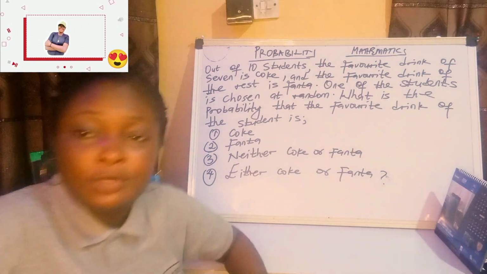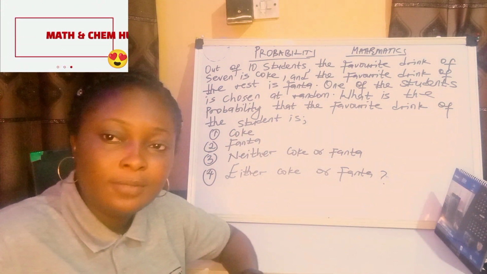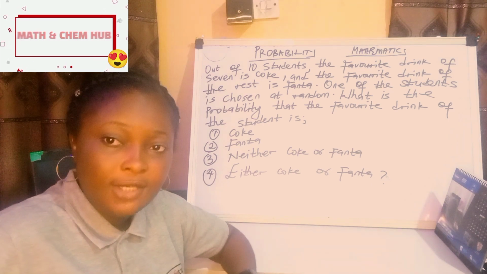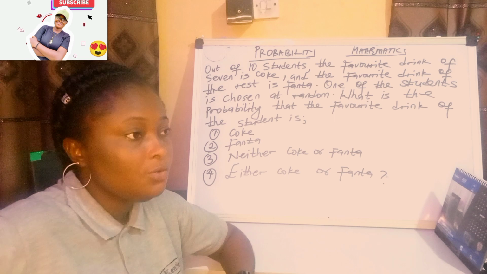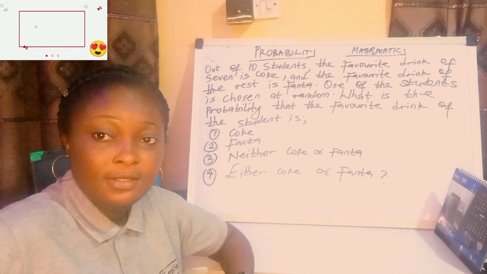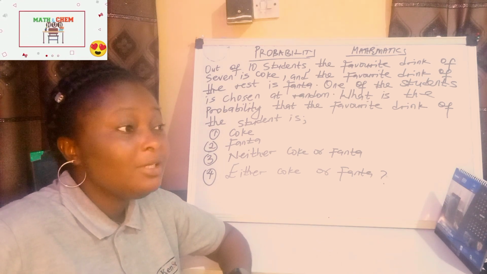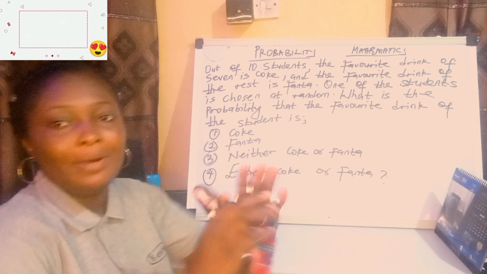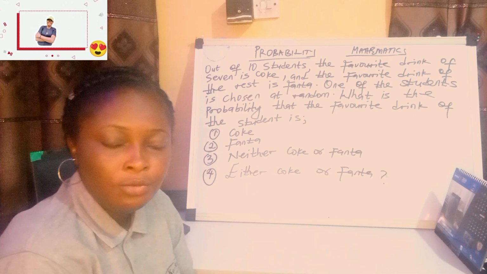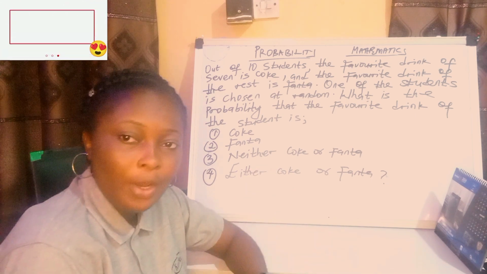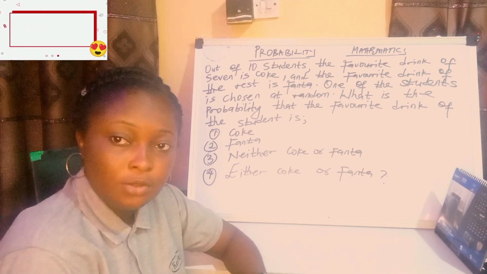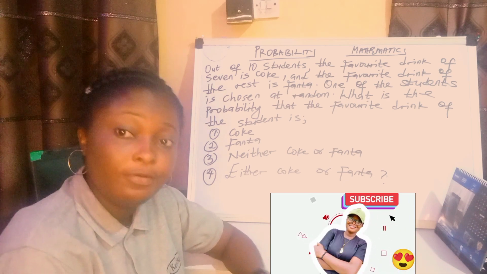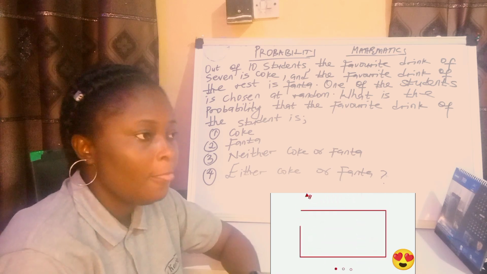Now, before I go ahead with solving this question, I would like to explain a few things about probability. First of all, I want to define probability mathematically. Probability simply means the number of required outcomes over the total number of possible outcomes.